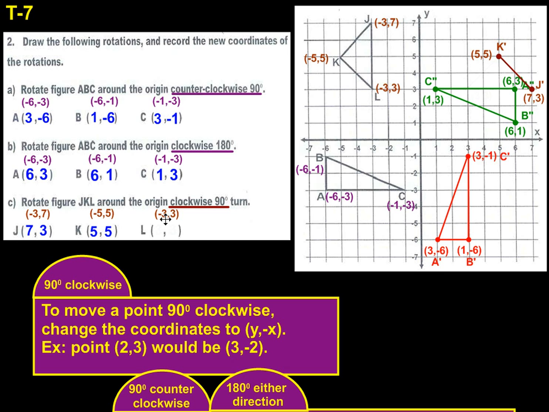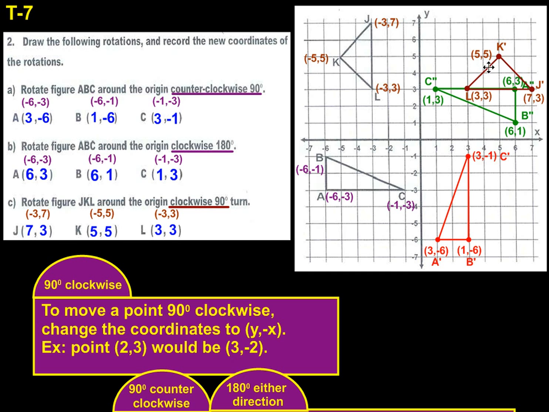And lastly, we have negative 3, 3. Same situation as these other ones. The y-coordinate gets moved up to become my x-coordinate, so we're going to have a positive 3 here. And the negative of the x-coordinate goes here, which two negatives are going to make a positive, so we're looking at a 3, 3. Which is right here on top of our second ABC shape.